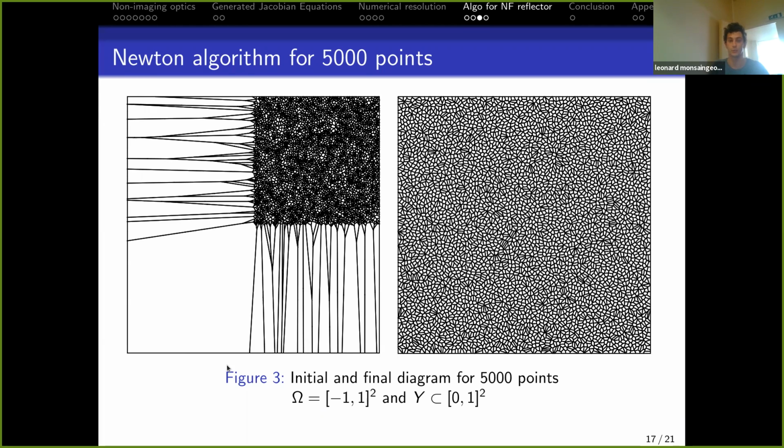So I have cells that are way bigger than others. What we are trying to compute is, we had a uniform measure as a target, so we wanted cells that are mainly of the same mass. And so this is what we get as a result.